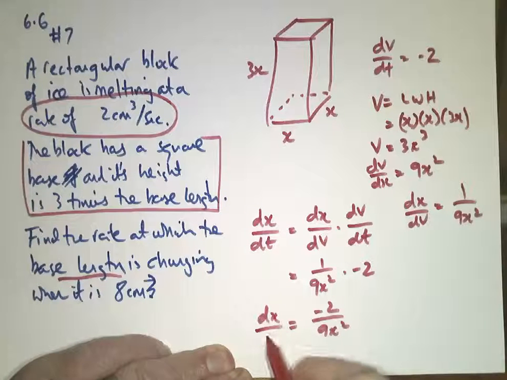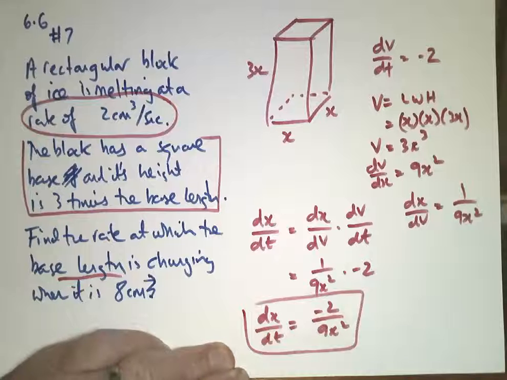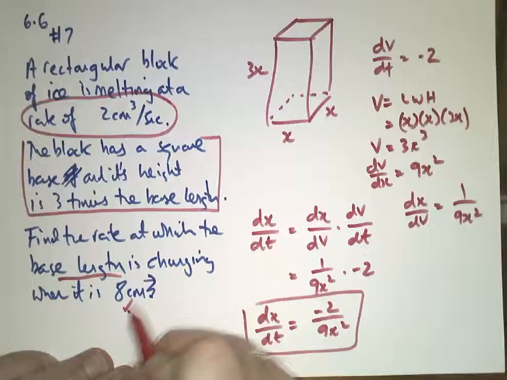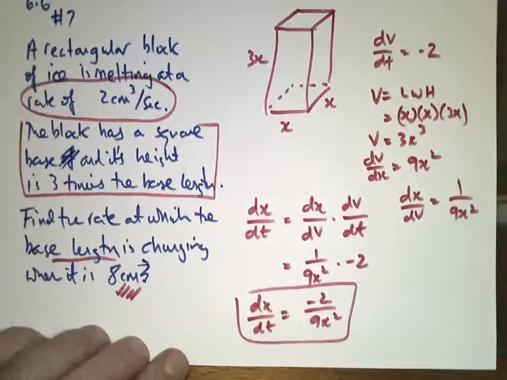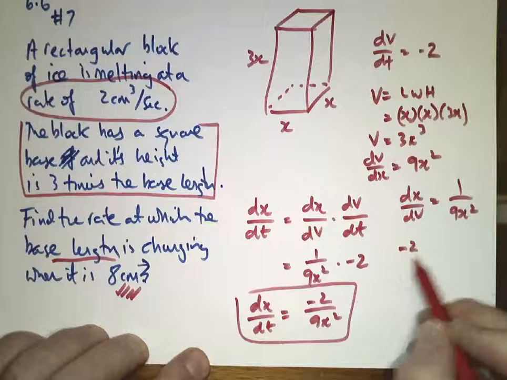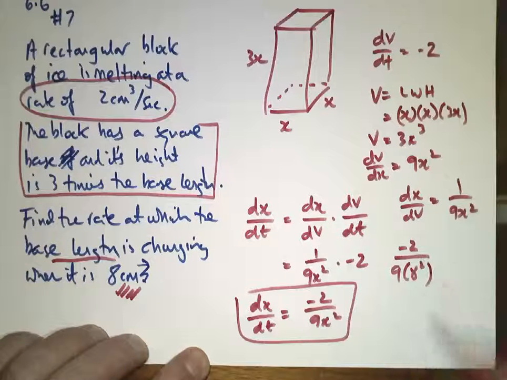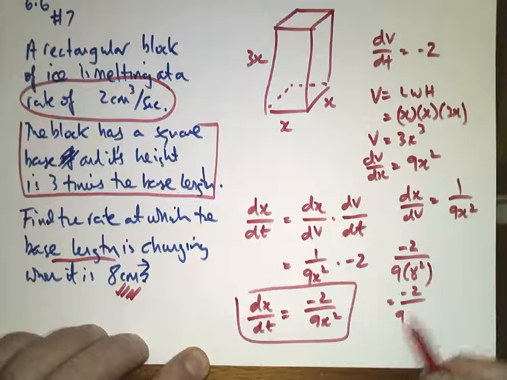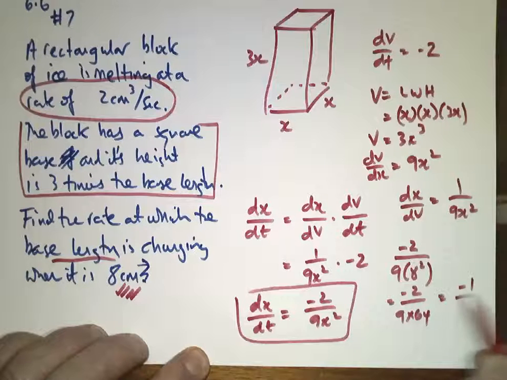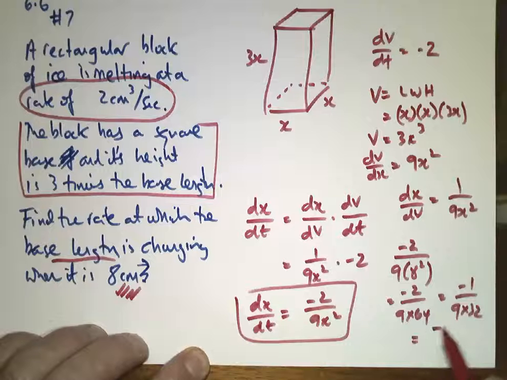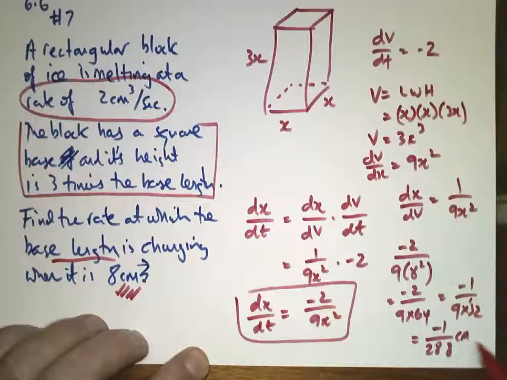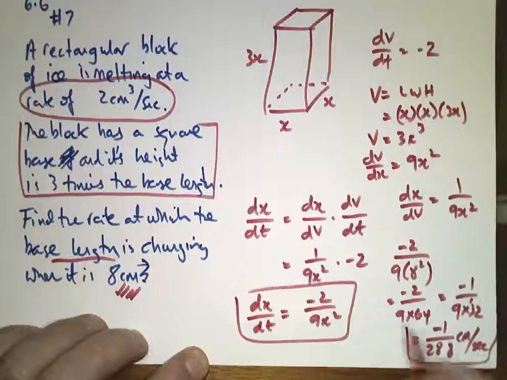That's the rate at which x is changing with respect to t. But I've been asked to find it when x equals 8. So in that case, it's going to equal -2 on top of 9 times 8 squared, which is -2 on top of 9 times 64, which is -1 on top of 9 times 32, which is -1 on top of 288 centimeters per second. And that's going to be the rate.